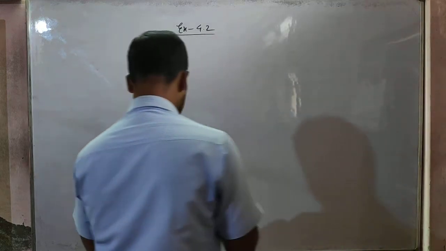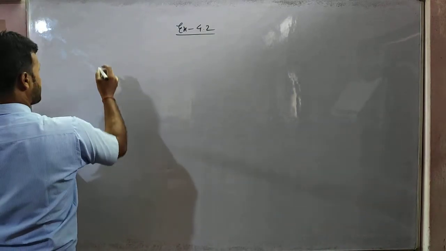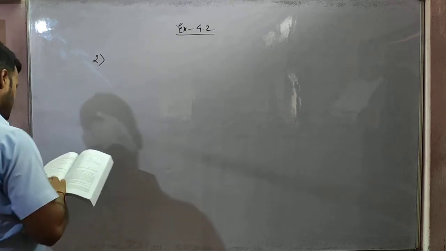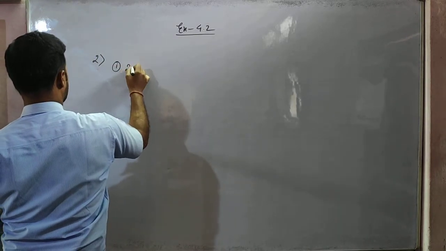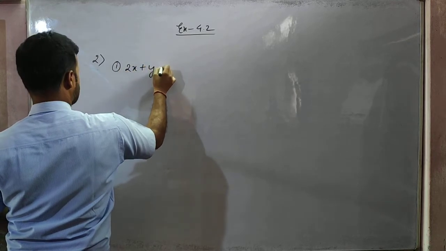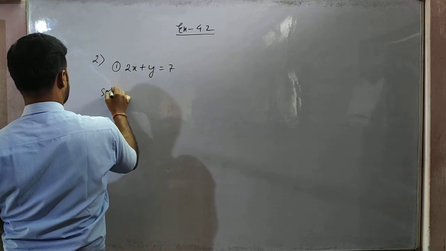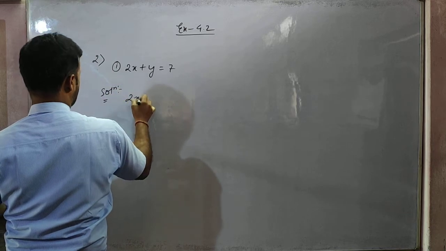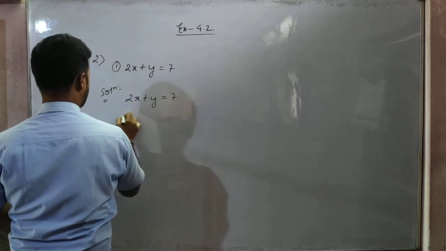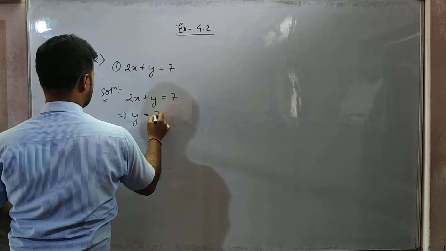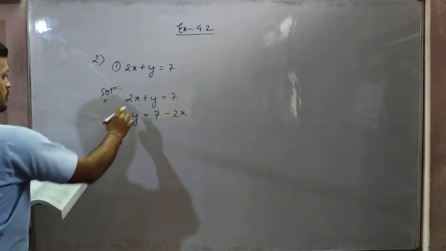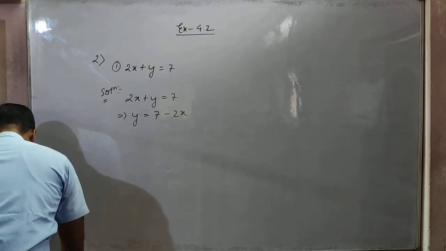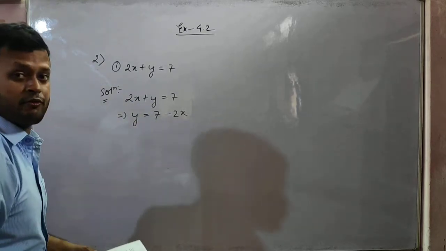Next, students, come to number 2. Write 4 solutions for each of the following equations. Okay, number 1, 4 solutions you have to write: 2x plus y is equal to 7. Solution. So y is equal to 7 minus 2x. Now we have to write 4 solutions, isn't it?